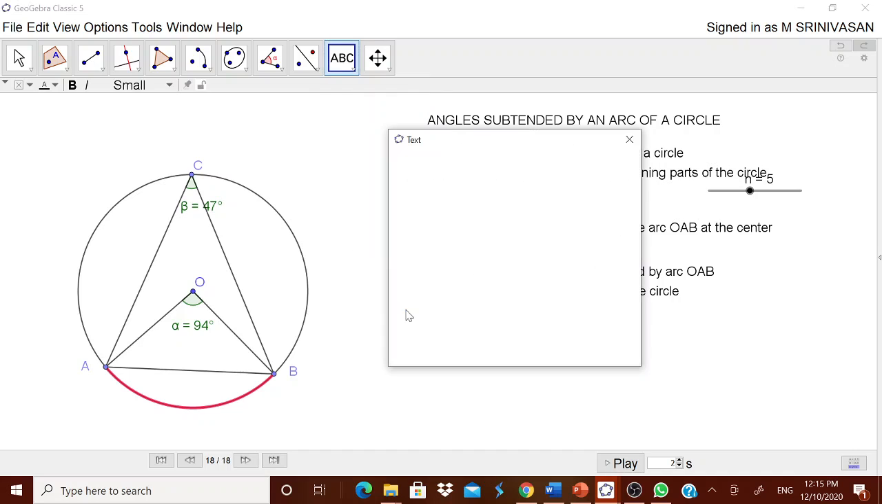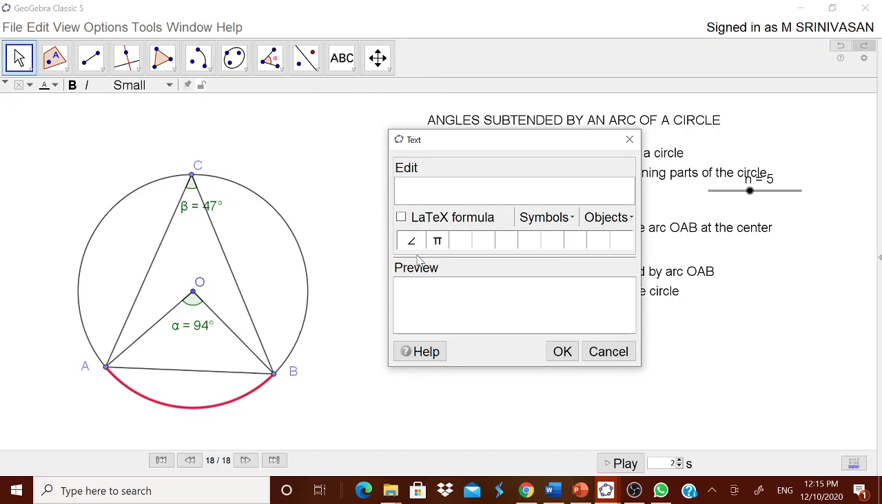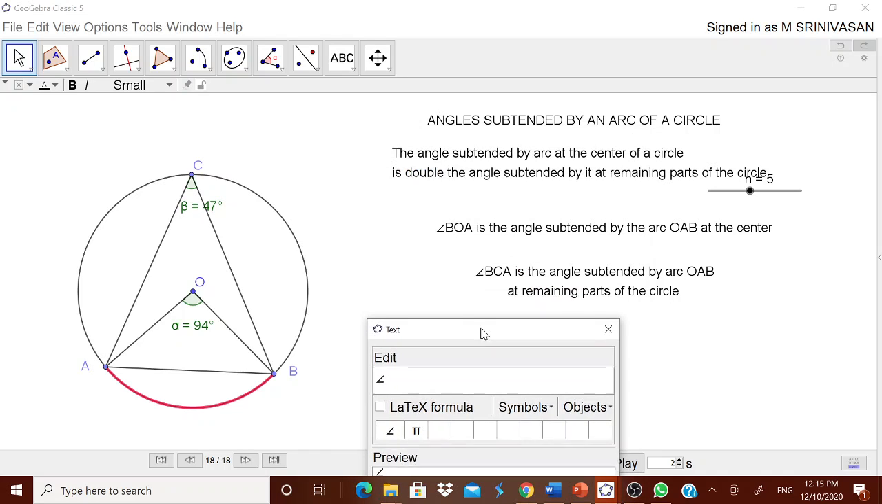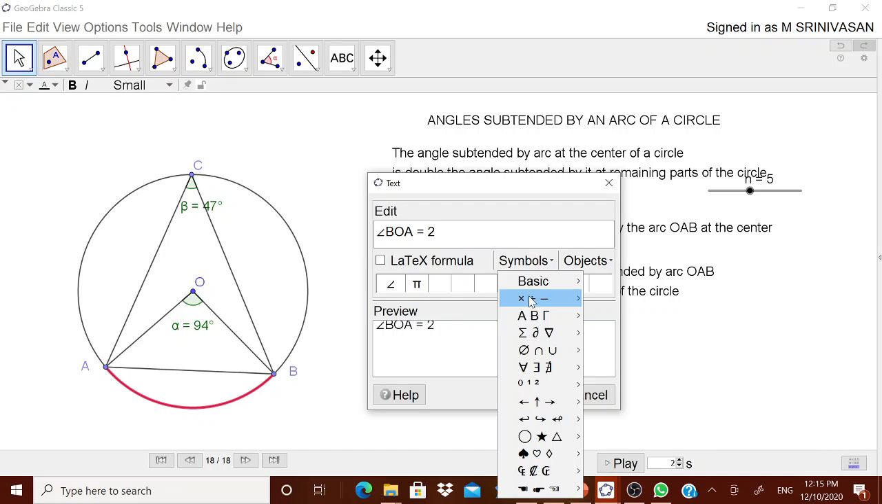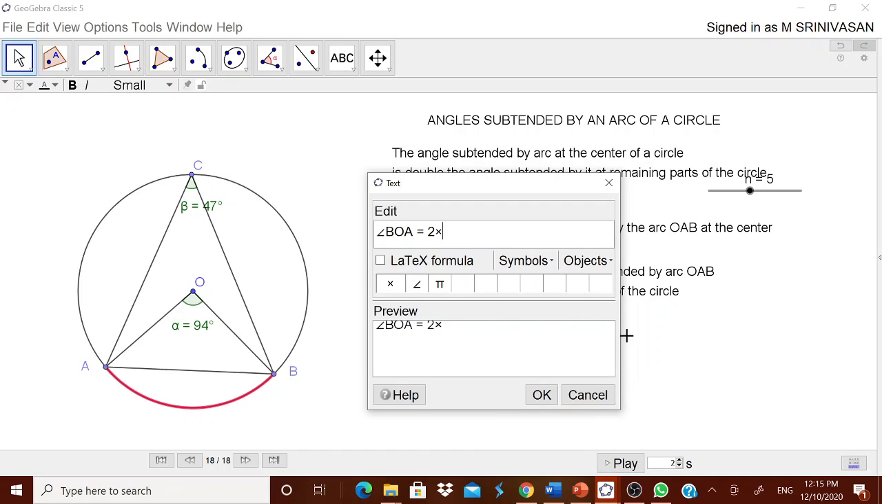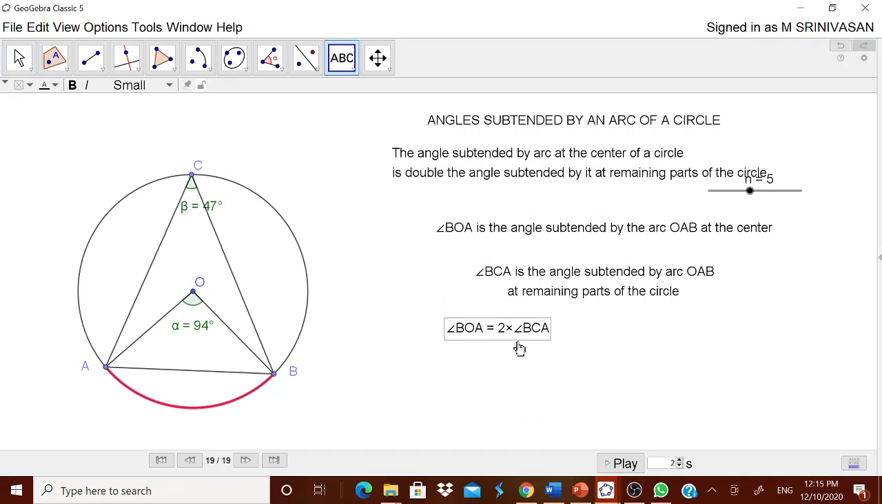Okay, go to that text, and you can have this angle. What is the first angle? You have made it in the previous statement. Angle BOA. Angle BOA is equal to 2 times, in the symbol, you can go to this into, again angle BCA. Now I think the child can understand that the angle made at the center is twice the angle made in the remaining part. But this is going on changing actually.